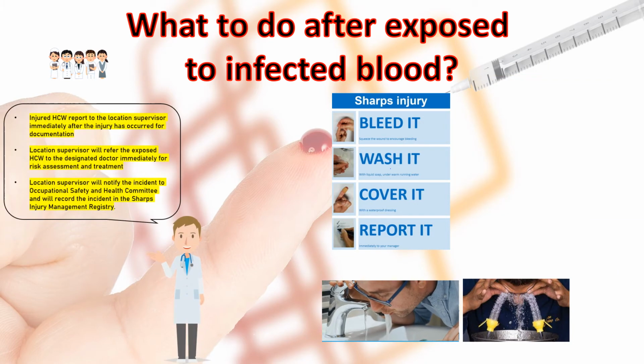After that, the injured healthcare worker should report to the location supervisor immediately after the injury has occurred for documentation. Then, the location supervisor will refer the exposed healthcare worker to the designated doctor immediately for risk assessment and treatment. Lastly, the location supervisor will notify the incident to the Occupational Safety and Health Committee and will record the incident in the Sharps Injury Management Registry.